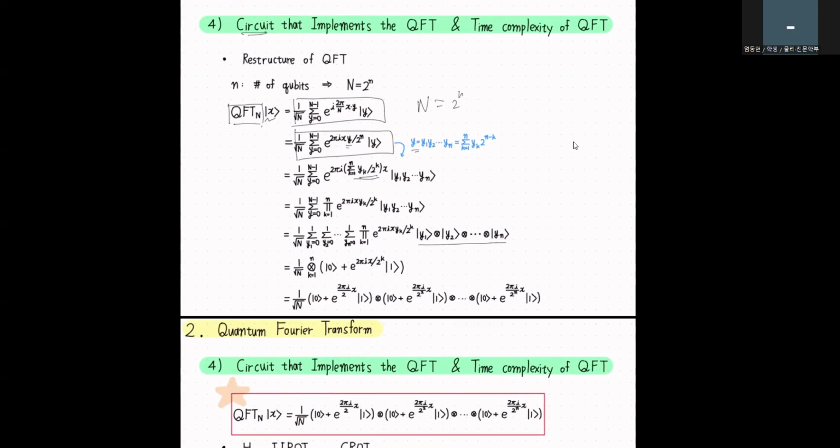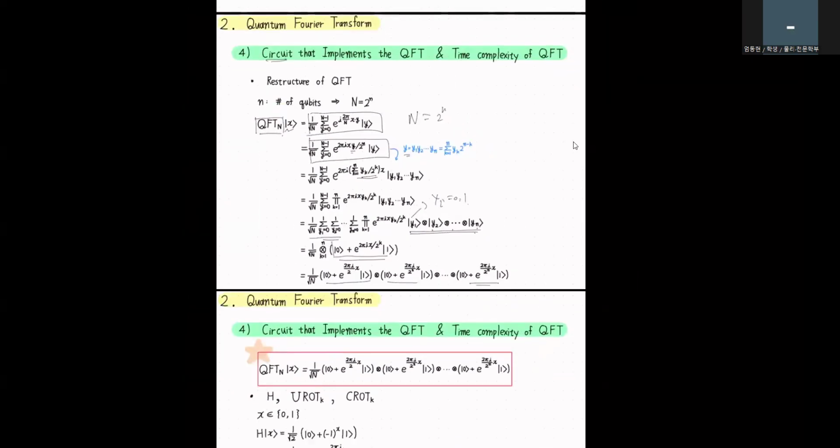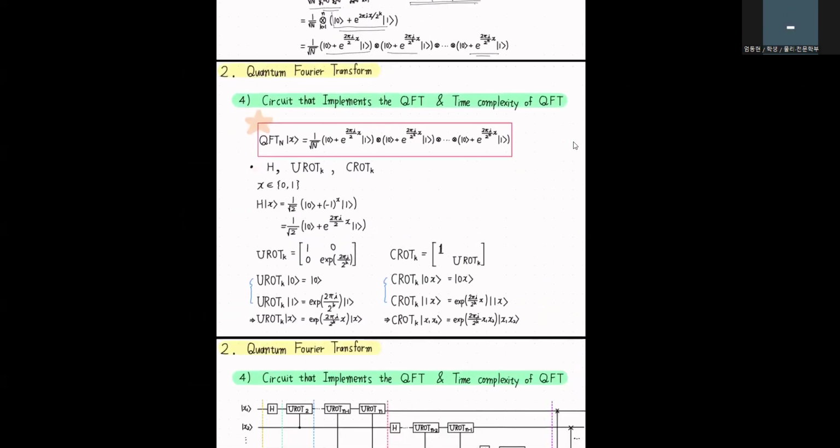And then we could reconstruct this bit string in terms of its corresponding single bits. So y equals 0 or 1 over here. So that's how we've rewritten it so far. And it turns out you can rewrite this as the tensor product of these following states right here. And so we're going to exploit this fact to construct a circuit that implements the QFT.